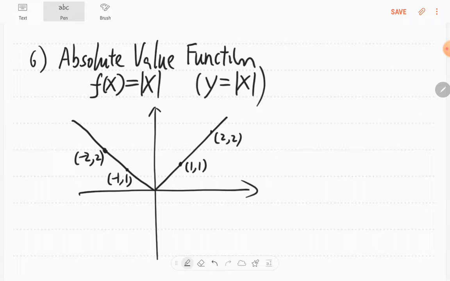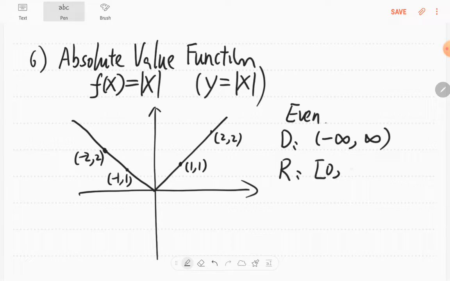It's symmetric, so this is an even function, symmetrical with respect to the y-axis. And the domain, all x values, right? The range, you can see from the graph, it's above 0, including 0, so it's from 0 to infinity.